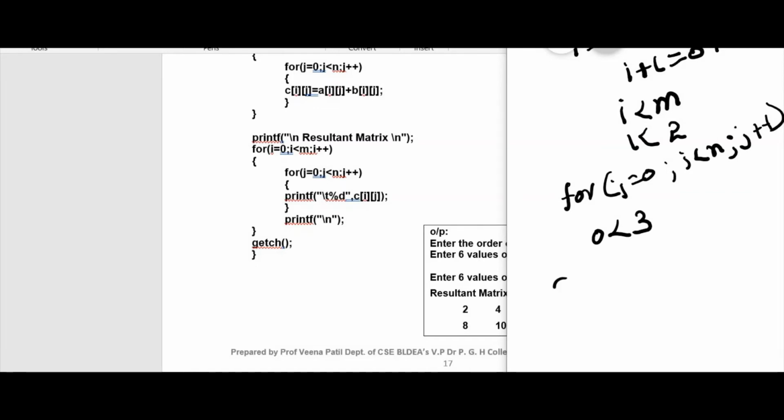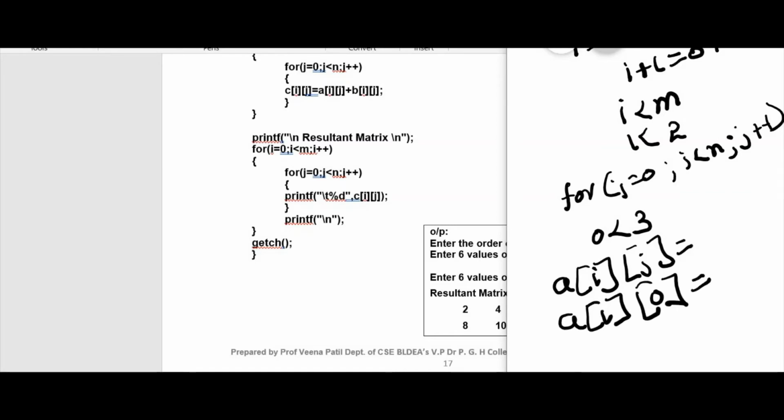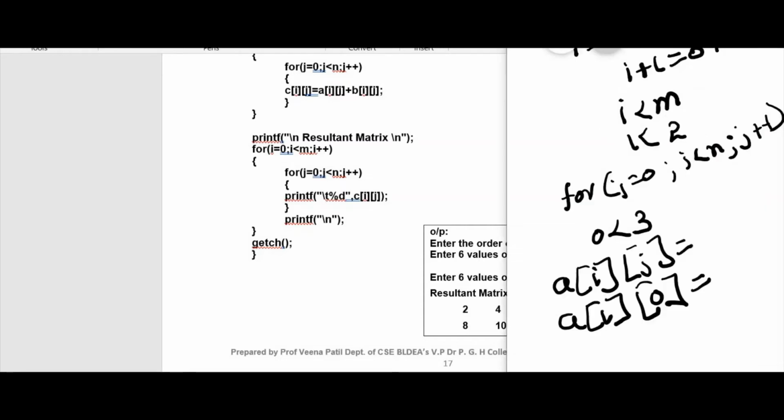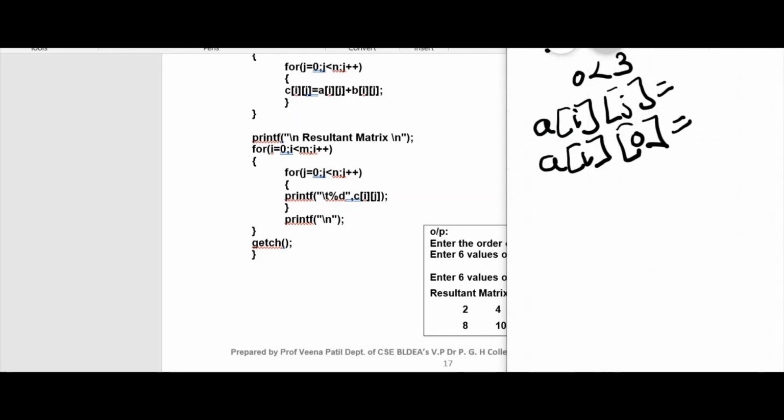Yes. Then perform a of i comma j is equal to the new value. Now a of 1 comma 0 will be assigned the next value. The next value here is 4. So it should be stored at 1 comma 0, right? That is what is being done here. So at 1, 0 the new value, that is 4, is being stored.